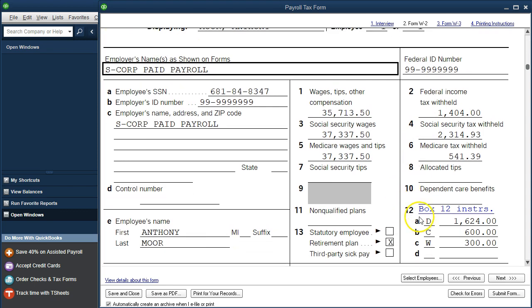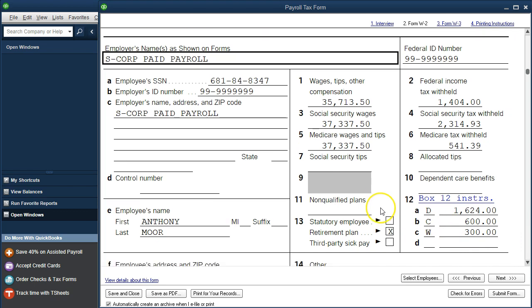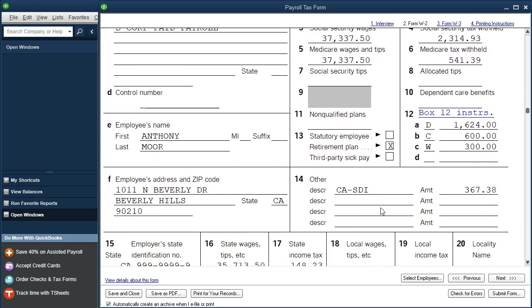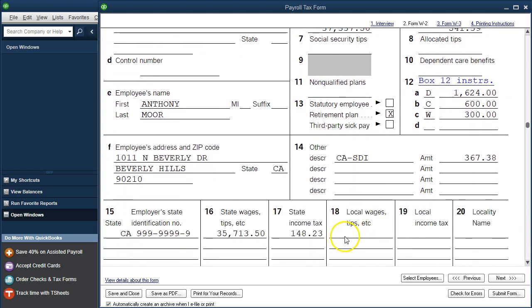We can see here box D is showing us what we withheld in terms of the employee taxes, and that's going to give us the difference between the wages that they get a tax benefit for that. C represents the life insurance. W represents the health savings account. And then we've got the state tax information down below with the state wages and state withholding, as well as SDI.